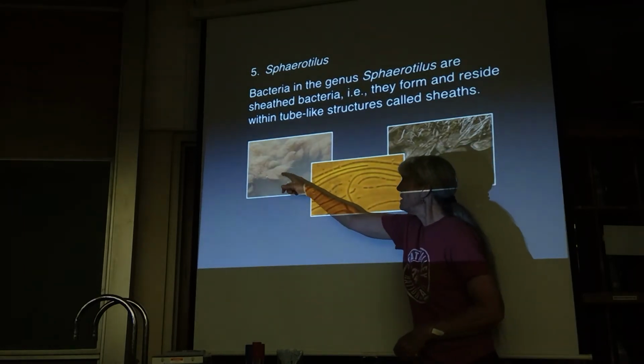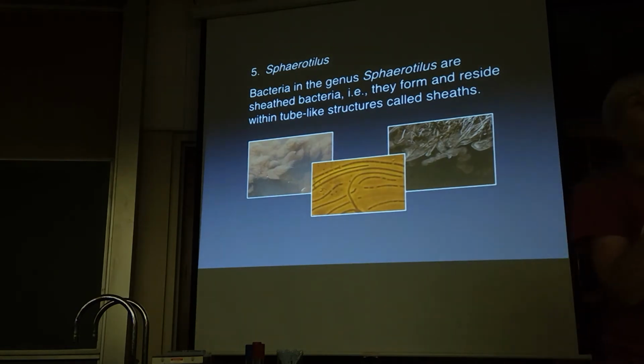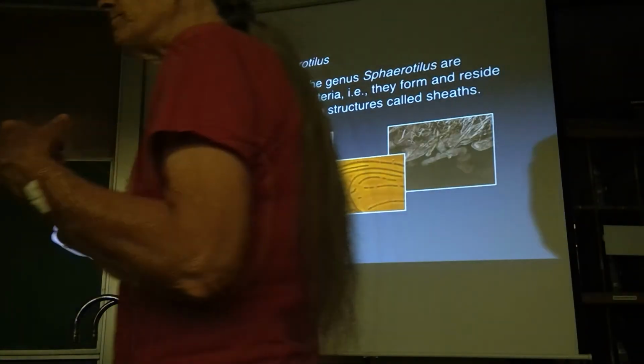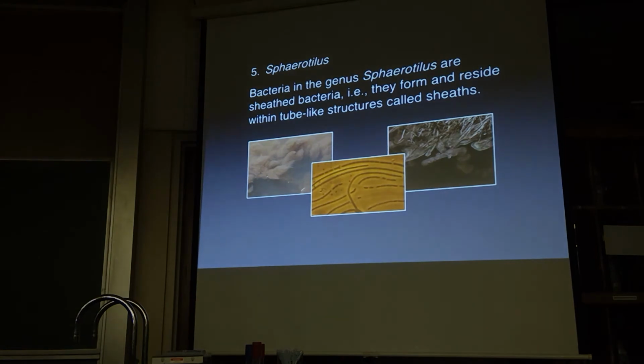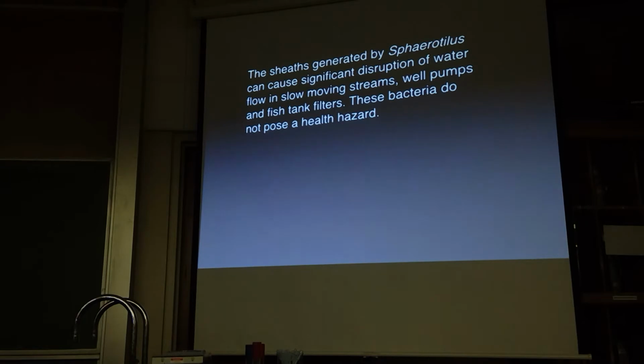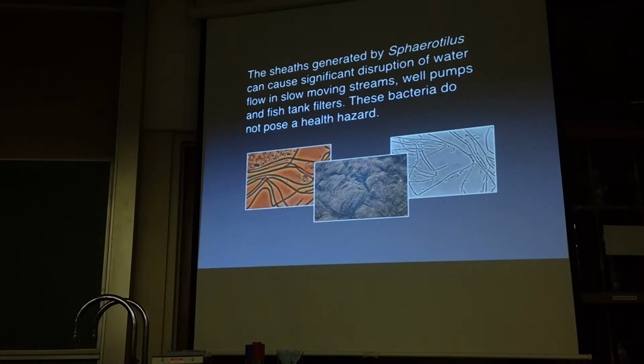In the water, they make these mats of fibrous material, and they can block water flow quite successfully. So these become problematic when they get into slow-moving water, slow-moving streams, or fish tank filters. They'll block the water flow, or well pumps. Apparently this is one of the places where they really cause problems because they get into well pumps and gum them up so that the pump doesn't work anymore. Can't move the water against all that sheath material. So that's Spherotilus. Interesting little bacteria that live inside of sheaths.